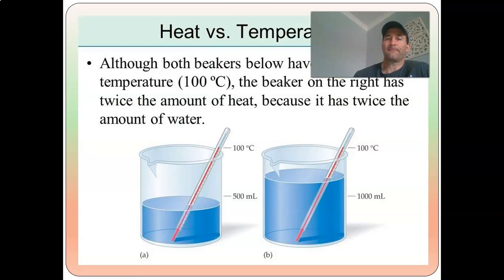Okay, here's a cool picture. If you look, beaker A on the left is 100 degrees Celsius and has 50 milliliters of water. Beaker B on the right, same temperature, twice the amount of water, 100 milliliters, and therefore it has twice the amount of thermal energy. So temperature for both is the same, but the thermal energy is doubled in B.